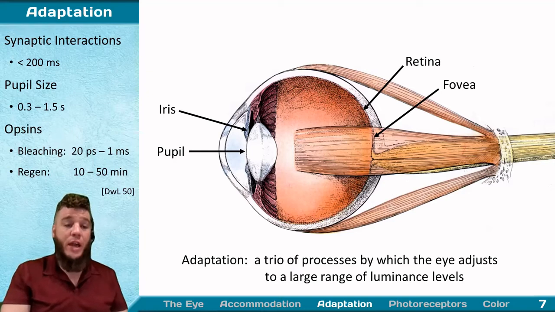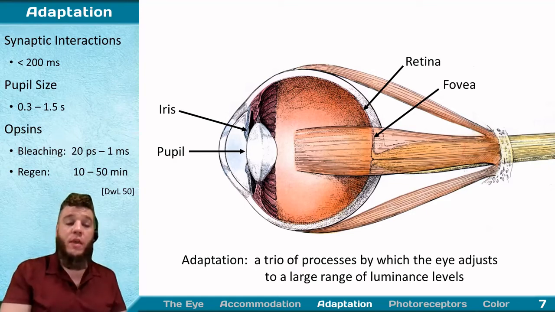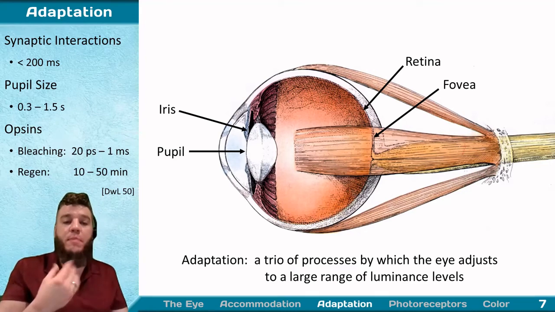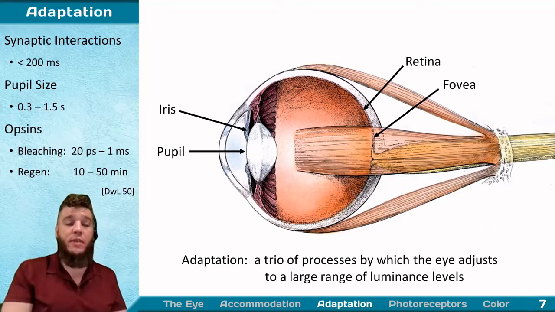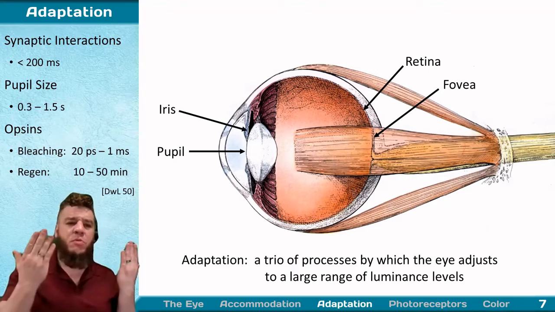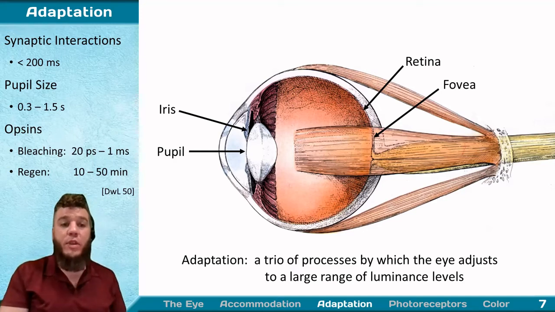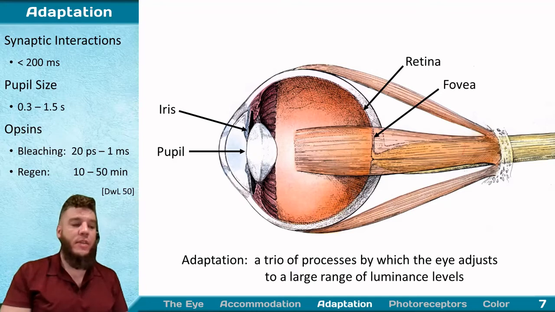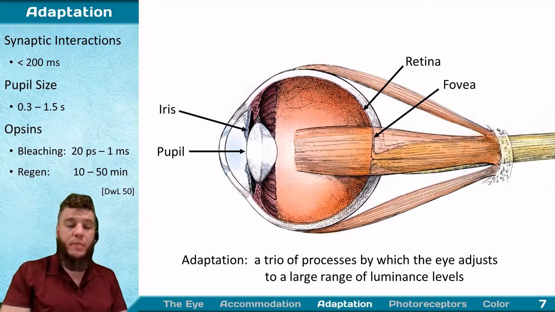The final part of adaptation is the opsins. So these are photopigments inside your photoreceptors, or your rods and your cones, and they change shape in response to being stimulated by photons of the right wavelength. So there's actually two processes at play here. The first, bleaching, can happen extremely quickly. For rods, that can happen as fast as picoseconds, and for cones, that's more on the order of milliseconds.